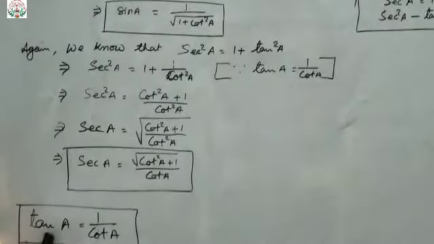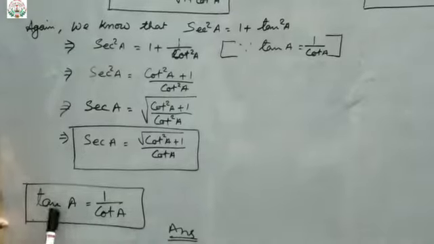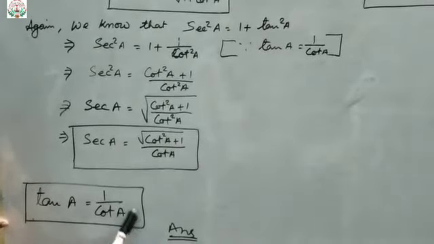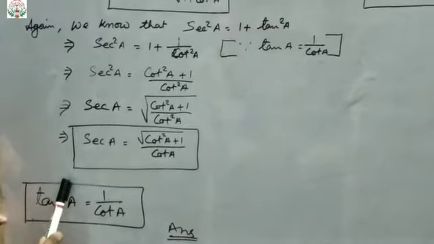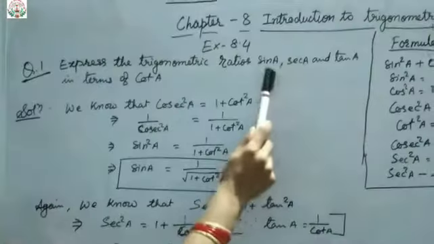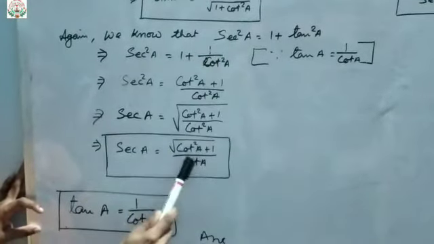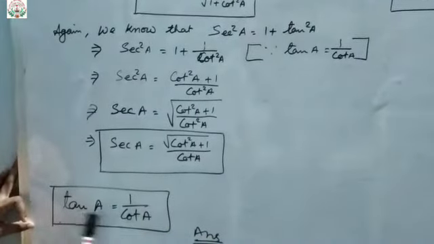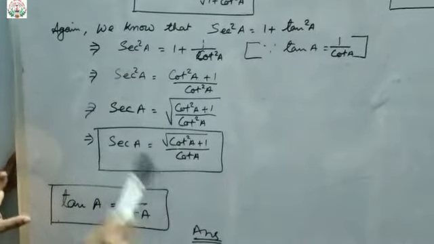And now one more formula, we know that tan A equals to 1 upon cot A. So tan A also in terms of cot A we got. Clear? So first one is clear to you all. Now all these trigonometric ratios, sin A, sec A and tan A, we got in terms of cot. Sin in terms of cot, sec in terms of cot, and tan A in terms of cot A. So this is the solution for the first one.